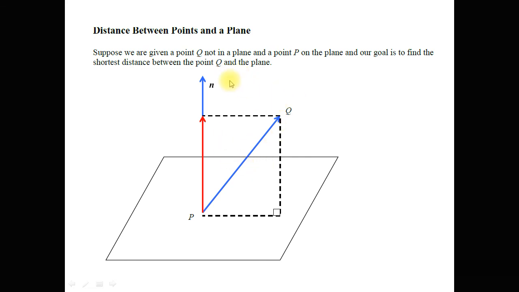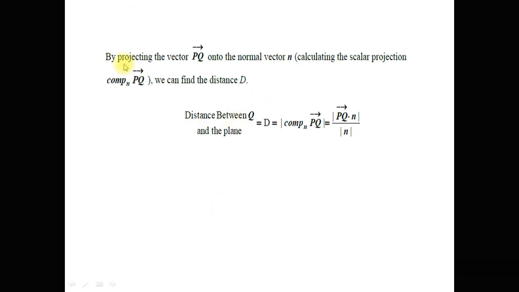We find the distance between the point Q and the plane by projecting the vector PQ onto the normal vector N, calculating the scalar projection component of PQ along N. The distance between the point Q and the plane is represented by D, and this is equal to the magnitude of the component of PQ along N, which is equal to the PQ vector dot N vector divided by the magnitude of N, and this is actually a scalar quantity.